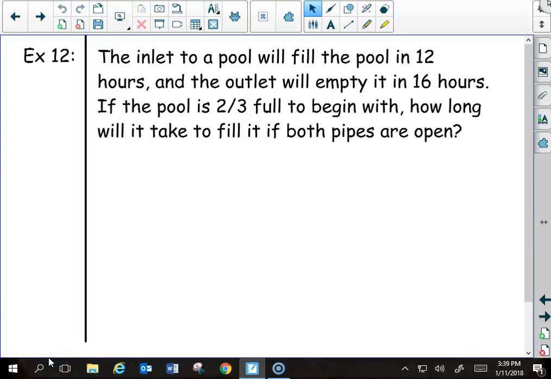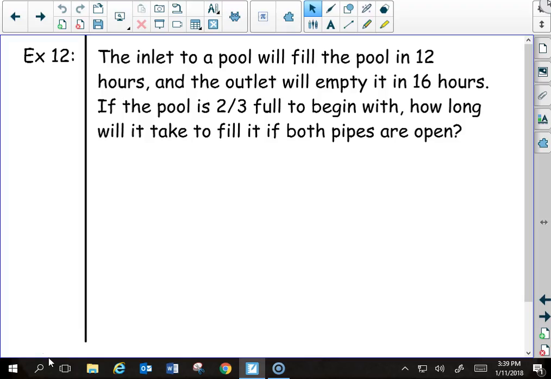Okay, this is in a lot of ways similar to the last problem, but it was different enough that I thought I'd give you an example. So it is a pool that's being filled by an inlet. If the inlet's open, it'll take 12 hours to fill the pool. If they close the inlet and open the outlet to empty the pool, it'll take 16 hours. So it takes a little bit longer to empty the pool than to fill it.